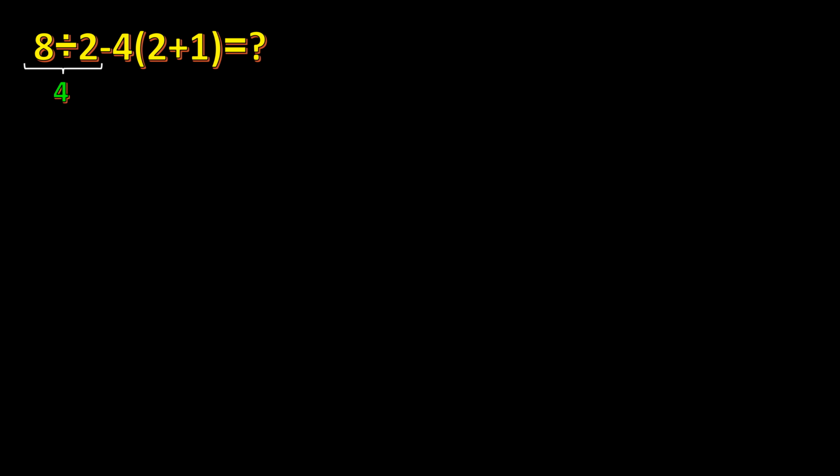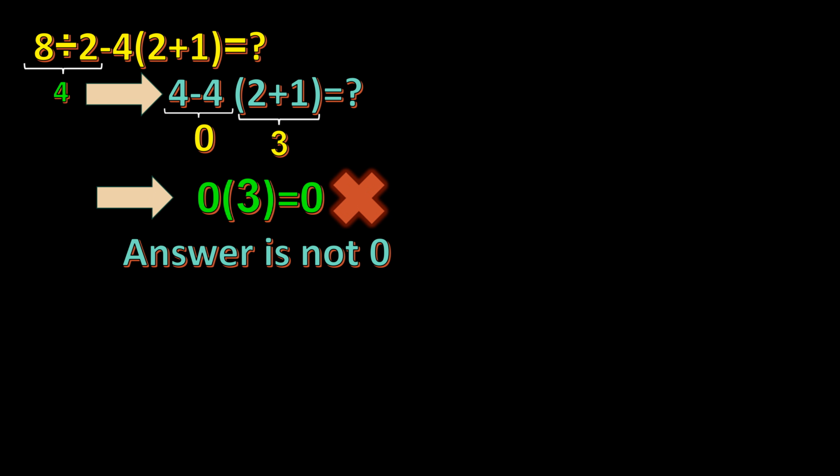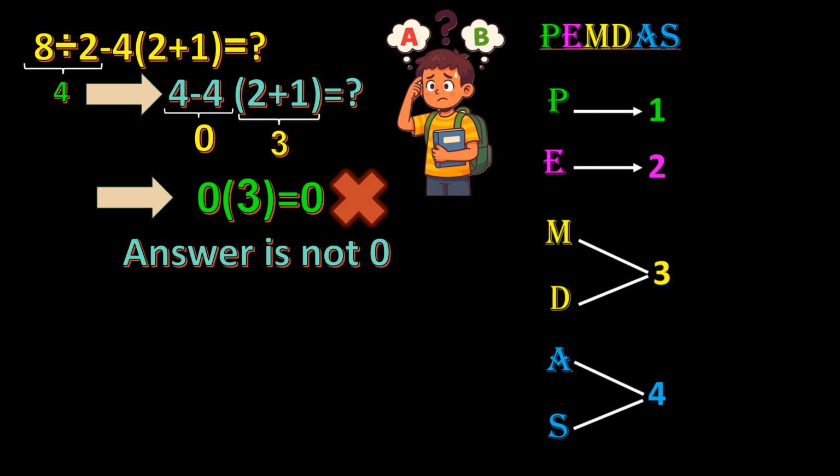8 divided by 2 is 4, and 4 minus 4 is 0, and 0 multiplied by 3 is 0, but this answer is wrong because we didn't follow the PEMDAS rule. PEMDAS is a rule I use to know what part of a math expression to solve first. It helps me do calculations in the right order so the answer doesn't get mixed up.